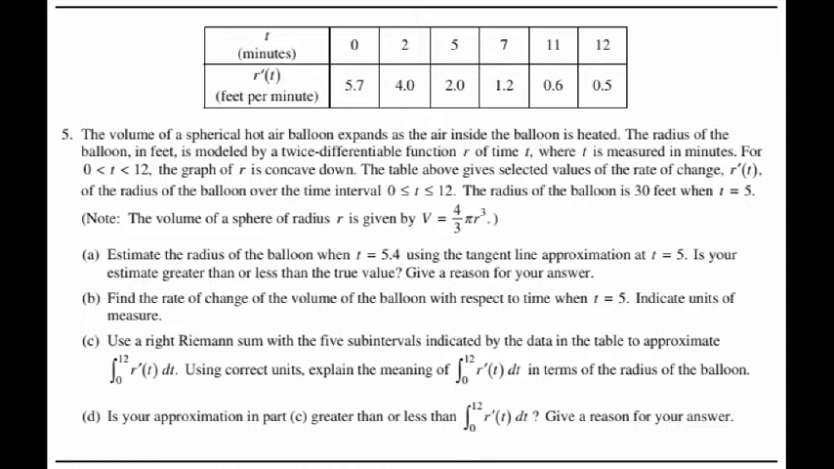A. Estimate the radius of the balloon when t = 5.4, using the tangent line approximation at t = 5. Is your estimate greater than or less than the true value? Give a reason for your answer. B. Find the rate of change of the volume of the balloon with respect to time when t = 5. Indicate units of measure. C. Use a right Riemann sum with the 5 subintervals indicated by the data in the table to approximate the integral from 0 to 12 of r'(t) dt. Using correct units, explain the meaning of the integral from 0 to 12 of r'(t) dt in terms of the radius of the balloon. D. Is your approximation in part C greater than or less than the integral from 0 to 12 of r'(t) dt? Give a reason for your answer.